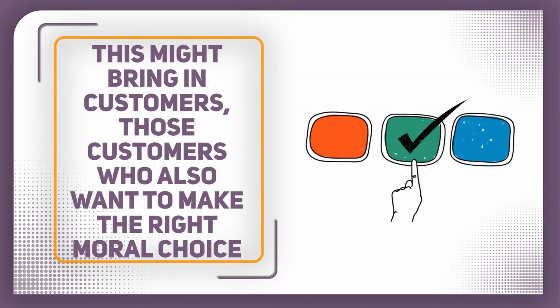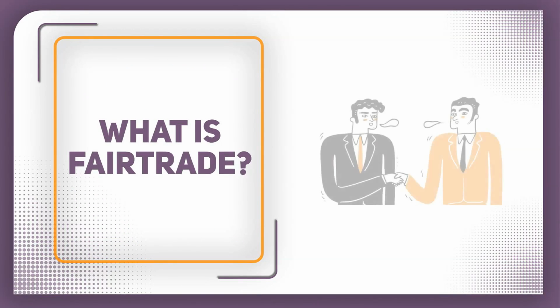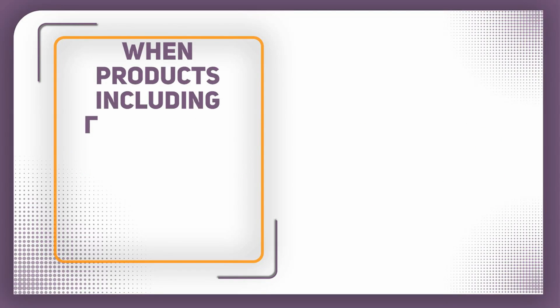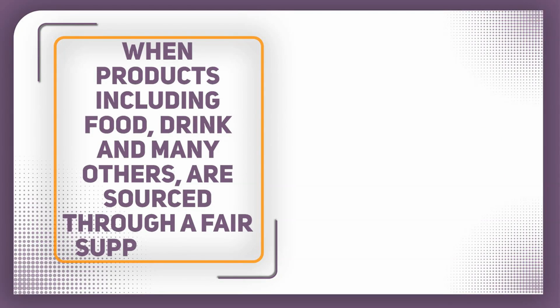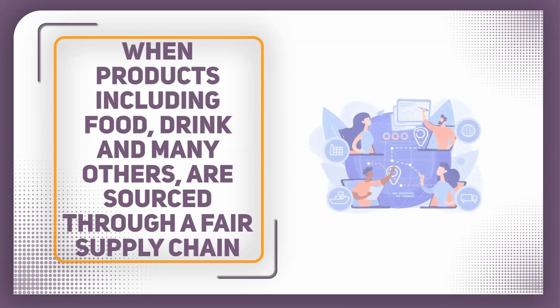So we had another key term there. You might be thinking, what is fair trade? Well, fair trade, defined simply, is when products, including food, drink, and many others, are sourced through a fair supply chain, where small-scale farmers, producers, and other skilled workers are treated with dignity, respect, equality, and fairness.